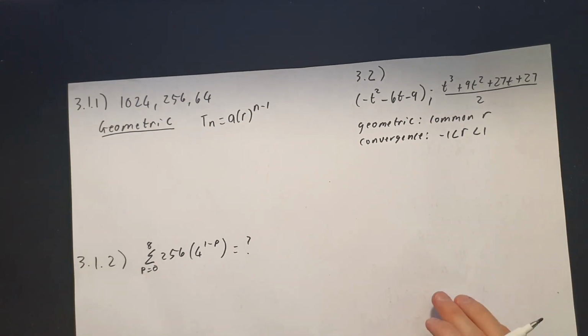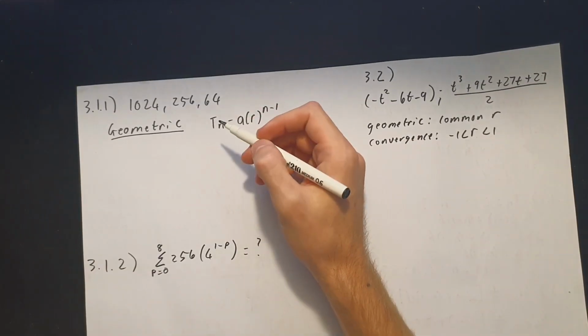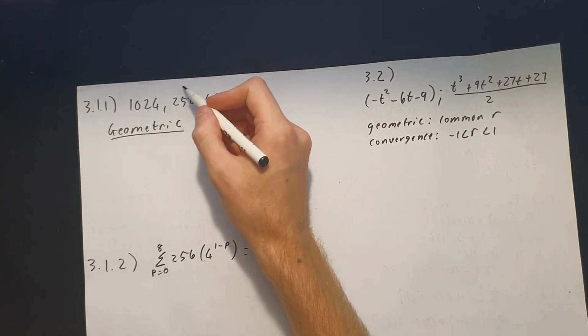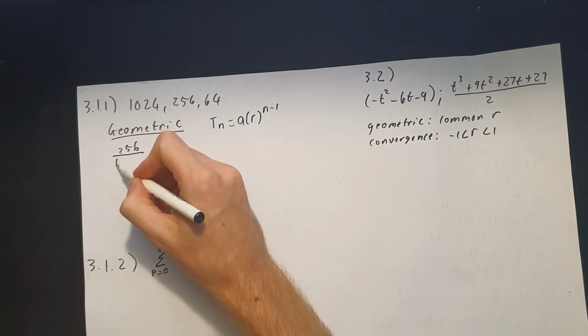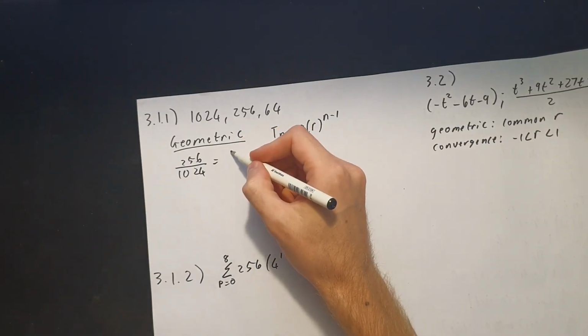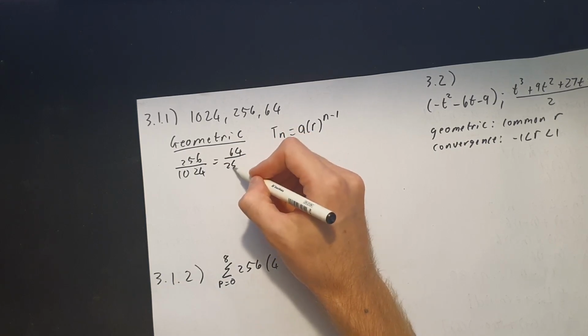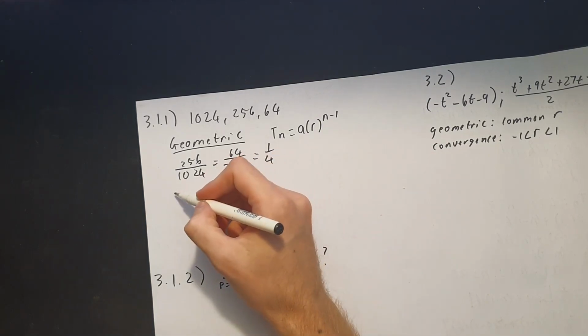So what they're asking us to find is the 10th term of the sequence. That's 3.1.1. It's only for 2 marks for the amount of work. What we first have to do is find the common ratio. So you say second term divided by first term, so 256 divided by 1024. That should be equal to 64 divided by 256, and if you work that out you get 1 over 4.